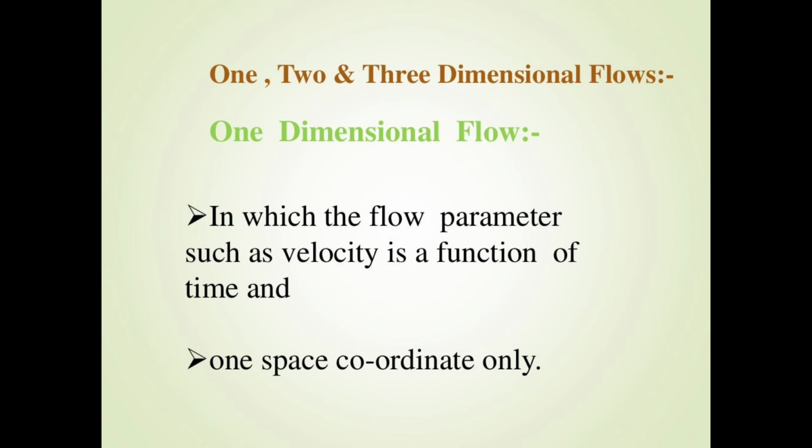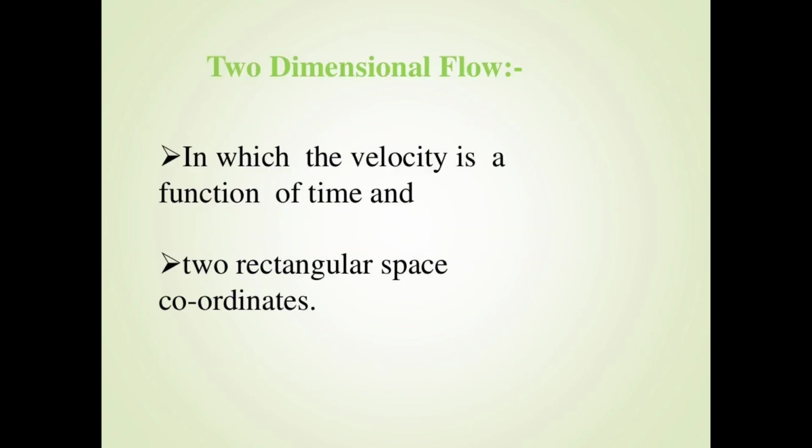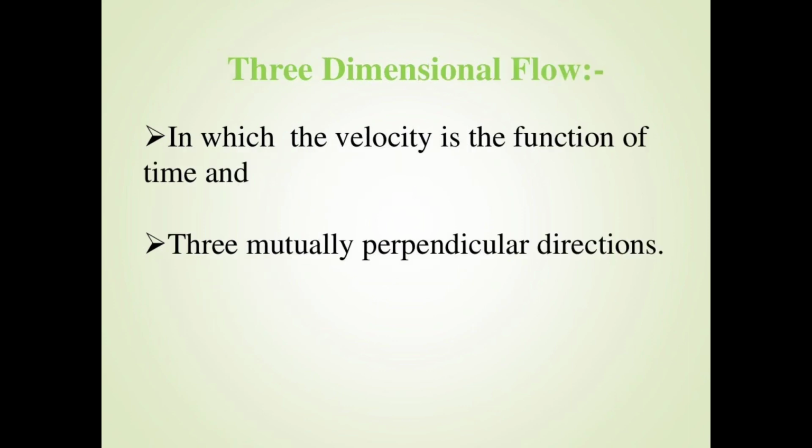1, 2 and 3 dimensional flows. The flow in which the flow parameters such as velocity are a function of time and one space coordinate only is known as one-dimensional flow. The flow in which the velocity is a function of time and two rectangular space coordinates is known as two-dimensional flow. Three-dimensional flow is a flow in which the velocity is a function of time and three mutually perpendicular directions.